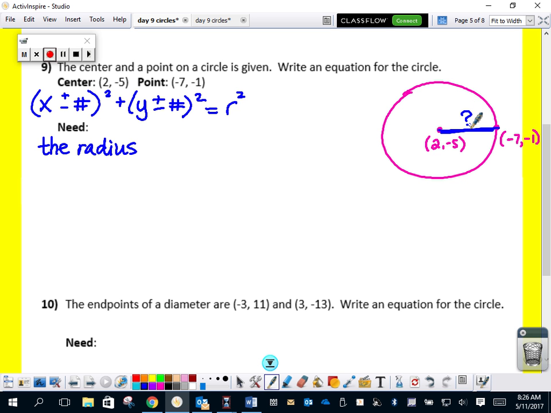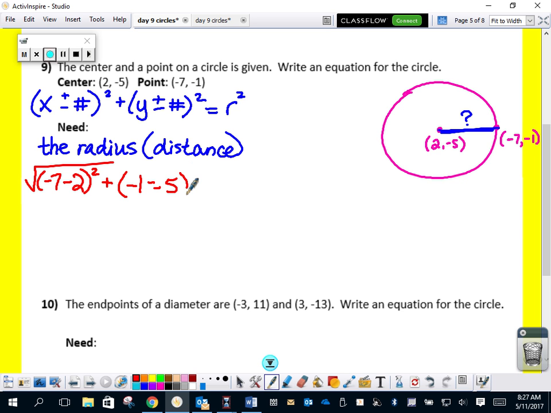What formula finds length? Distance. So now you need to find the distance between those 2 points. Okay? So if we find the distance between that, we're going to be finding the radius. So find the distance. Negative 7 minus 2 squared, plus negative 1 minus negative 5 squared, and then you square root that number. Okay, so take a couple seconds to figure out what that number is.